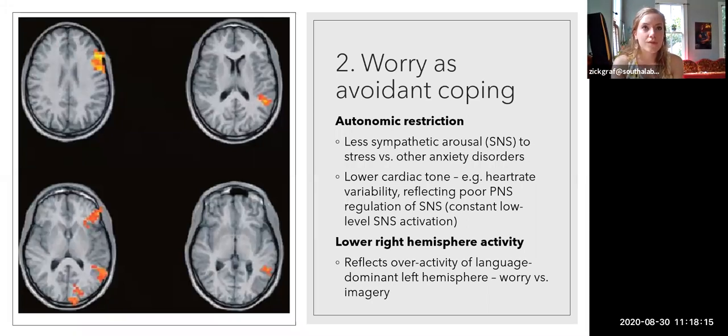And both the left hemisphere dominance and autonomic restriction in GAD sort of show that the active process of worry might be blocking the unconscious physiological process of habituation. People who are worrying a lot are constantly thinking about danger, but they're not feeling the emotions that should come with those thoughts. And so they're not getting a chance to habituate to the anxiety that those thoughts bring.